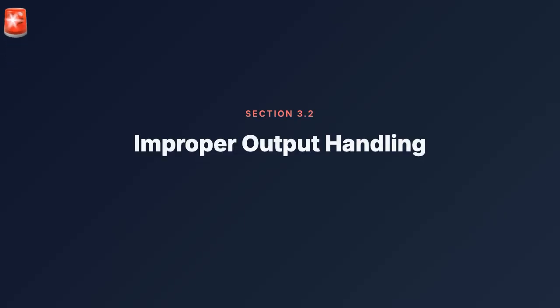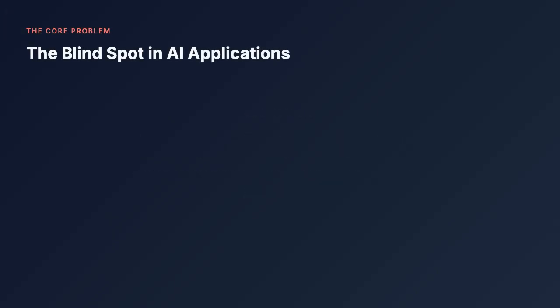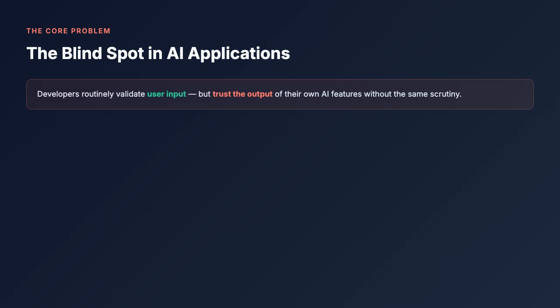Section 3.2 Improper Output Handling. OWASP LLM 05-2025, when AI output becomes the attack vector. When developers think about security, they focus on input validation. Sanitize what users send you. Never trust external data. This is correct, but it creates a dangerous blind spot.